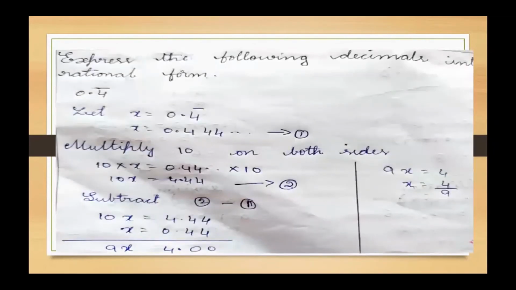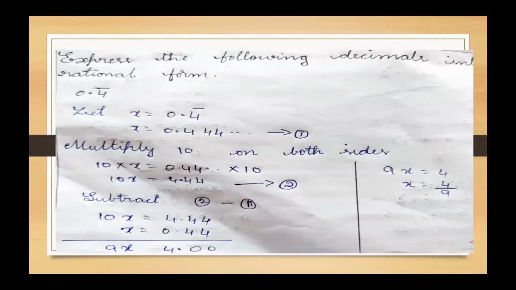Express the following decimals in rational form. Example is 0.4 bar. Let x equal 0.4 bar. x is equal to 0.444 and so on. This is equation 1. Multiply by 10 on both sides. 10 into x is equal to 0.44 into 10. 10x is equal to 4.44. That is equation 2. We have to subtract equation 1 from equation 2.